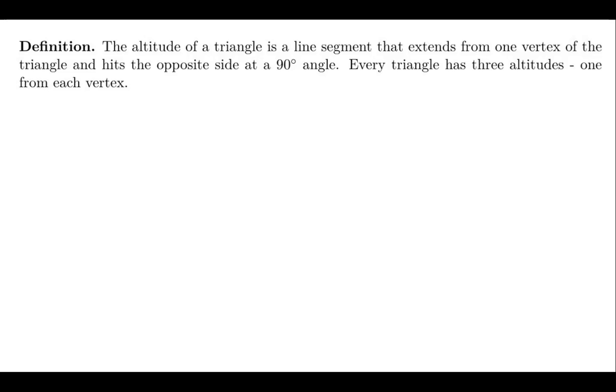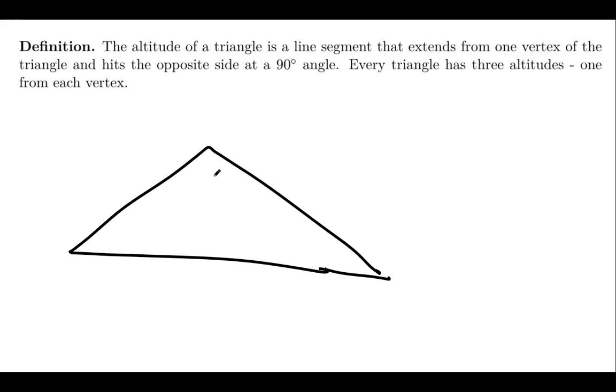All right, so now let's talk about altitudes. So the altitude of a triangle is, let me draw another triangle now. It's a line segment that extends from one vertex of the triangle and hits the opposite side at a 90-degree angle. So let's take this point here. We drop an altitude down to this side here at a 90-degree angle, and this is an altitude now.